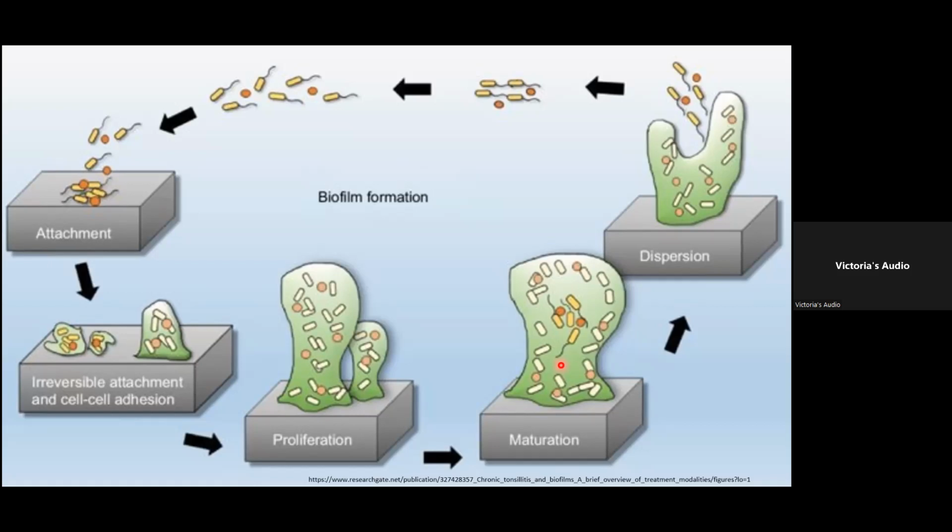Dispersal, or dispersion, is the process where cells inside the mature biofilm actively leave the biofilm. They leave the center of the biofilm, just like you can see in the upper right corner of the slide. And so dispersed cells will then go on and start the process all over again on a different surface or in a different place.